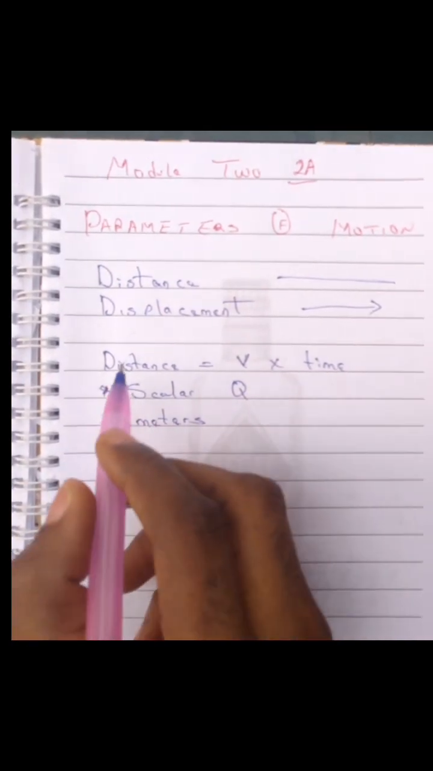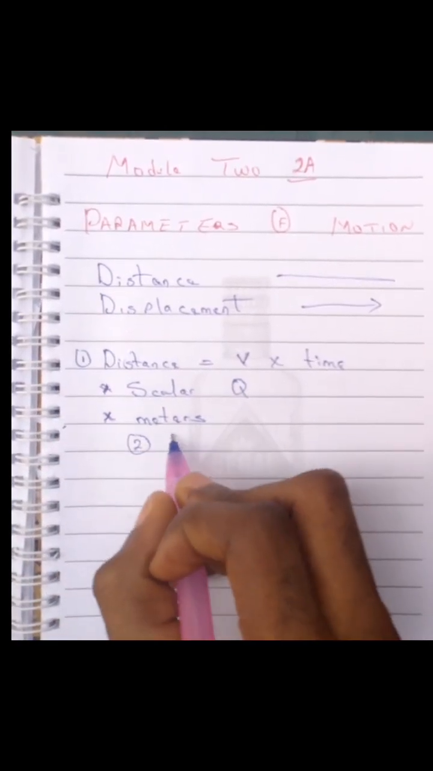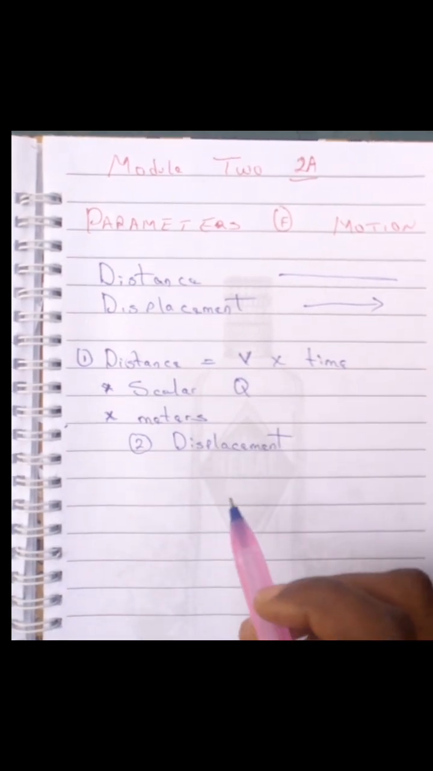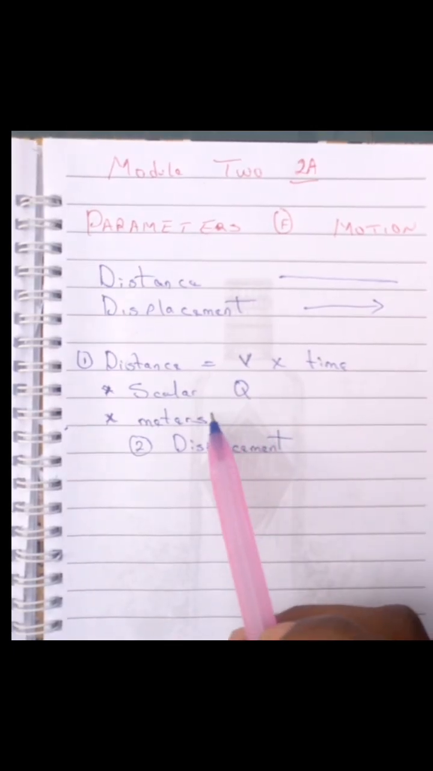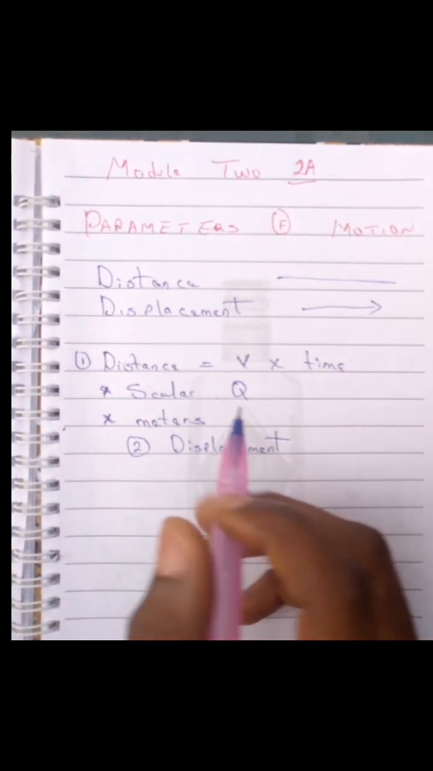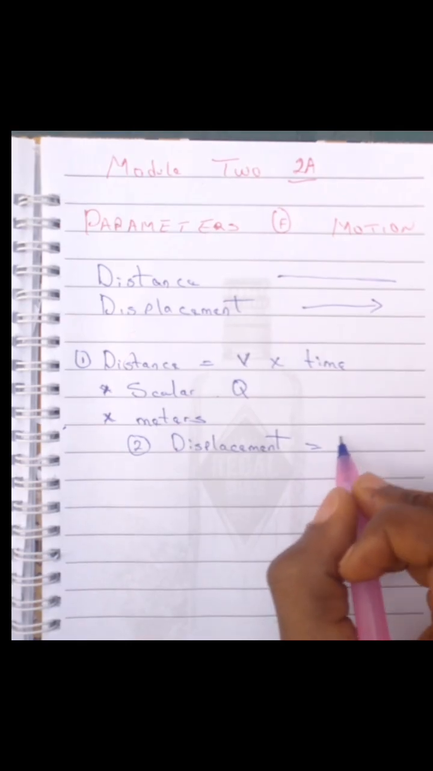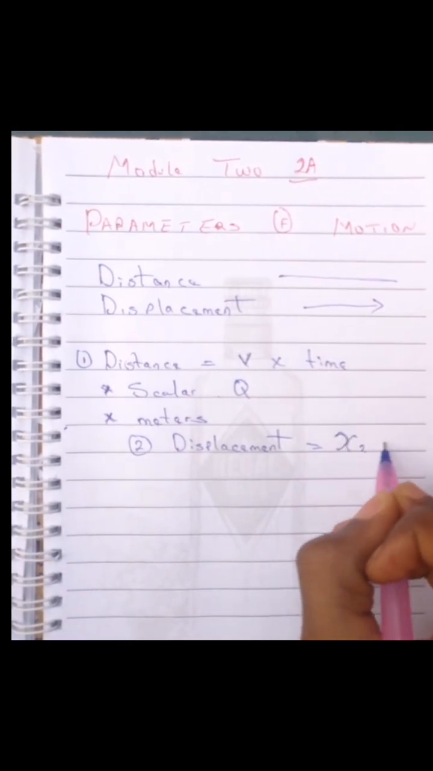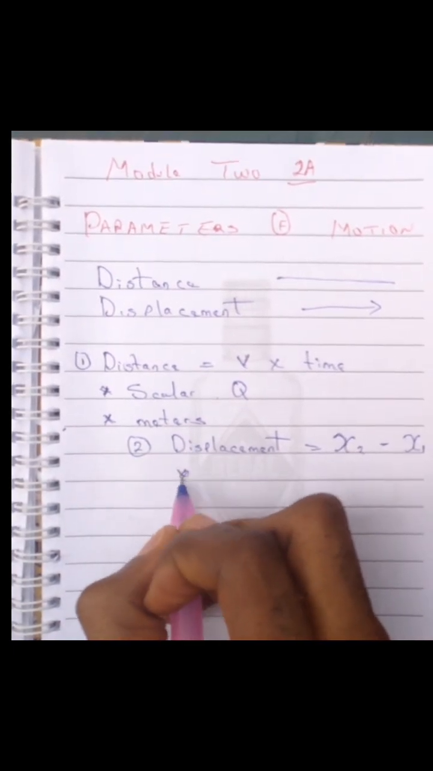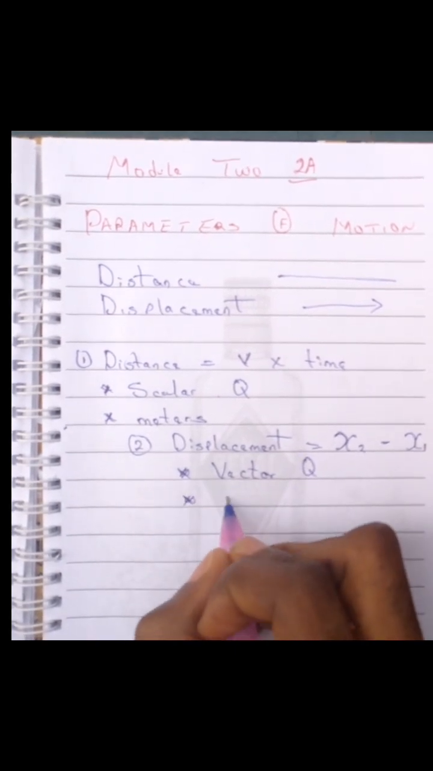That's all about distance. I hope you get it. So let's move to number two, displacement. Displacement is just the space between two objects with direction, between two bodies with direction. The formula for displacement is the final displacement, let's use x, minus the initial displacement, and that's it. Displacement is a vector quantity because it has direction. The unit for displacement is also meters.